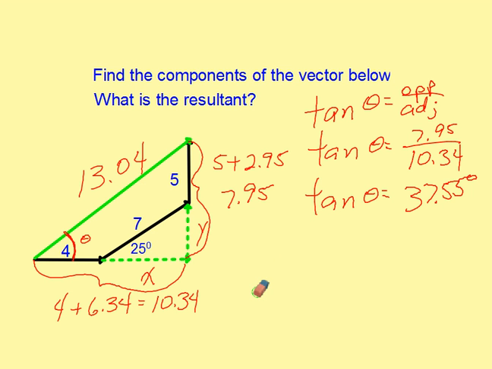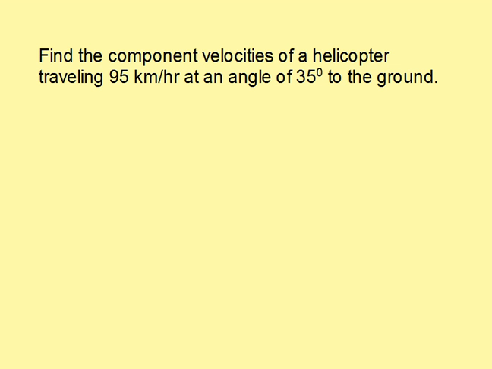I'm going to hustle here because I've got about 8 minutes left. I don't want these videos to take forever. Let's work a couple of story problems. Let's say we have a helicopter going 95 kilometers per hour at an angle of 35 degrees to the ground. What can we do about that?